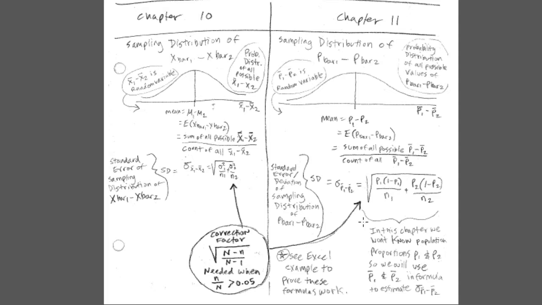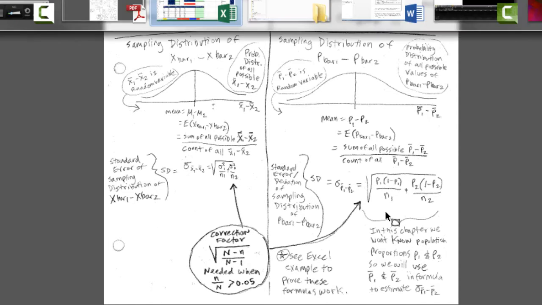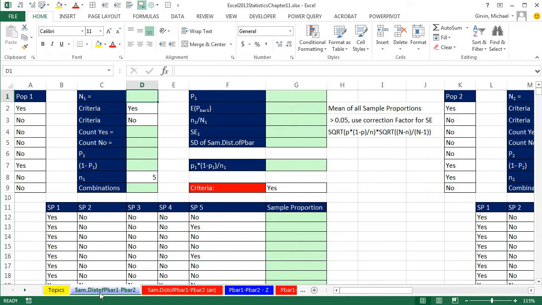And then we'll have our new formula here for standard error or standard deviation. And this one is for the sampling distribution of Pbar1 minus Pbar2. And we'll actually prove that this formula works. All right, so now I want to go over to Excel. Now we're on the sheet sampling distribution of Pbar1 minus Pbar2.